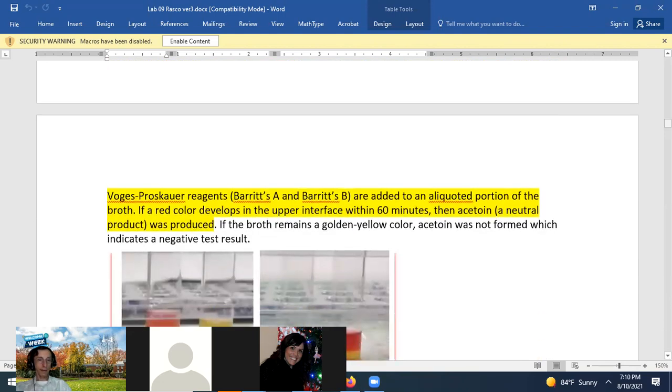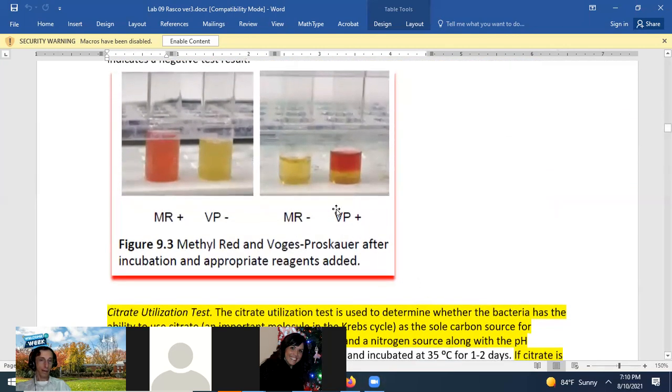The VP test is used on the other half of the tube. What you do is you add Barritt's reagent A and Barritt's reagent B to it, shake the tube to add oxygen, and then let it sit for 30 to 60 minutes. If acetoin was produced in the tube, the reagents will react with it and turn red. So in the VP test, once again, if it turns red, it's VP positive. And if it does not turn red, stays yellow, it's VP negative. So in all cases, indole, MR, and VP, if it's positive, the tube will turn red. Any question about that? And if it's negative, the tube will stay yellow or turn yellow.